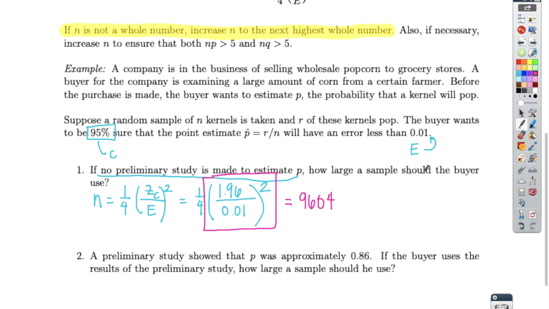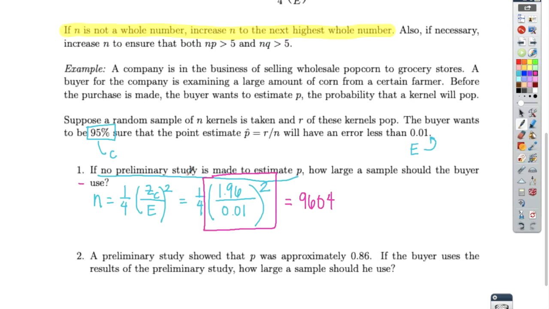Okay, how large a sample should the buyer use? This particular buyer should test 9,604 popcorn kernels. If you sample 9,604 popcorn kernels to see if they're going to pop, then you will have an error of less than 0.01. That's how many kernels of popcorn you need to test. So that's if we have no idea where we're starting. If you have no idea where you're starting, it's kind of like the worst case scenario.